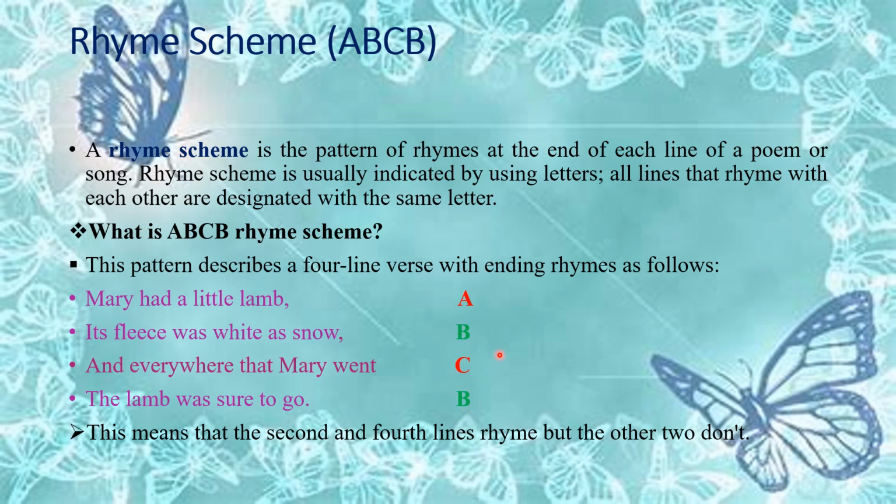That's why I have given them the same letter, but the other two do not, so I have given them a different letter. So this is the ABCB rhyme scheme, in which the second and fourth lines rhyme with each other. So this is the rhyme scheme that is used in this poem.